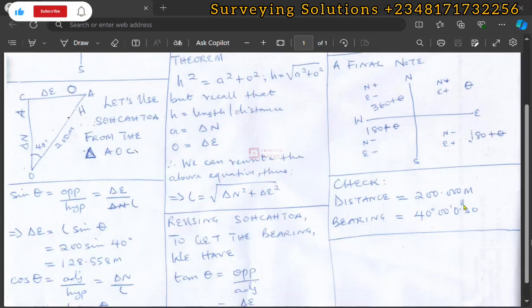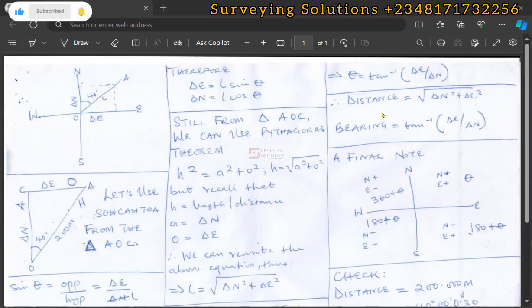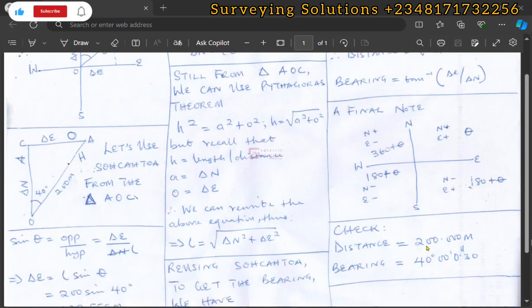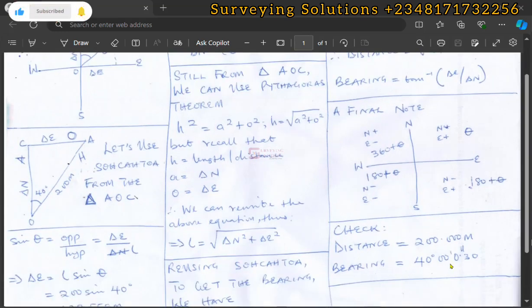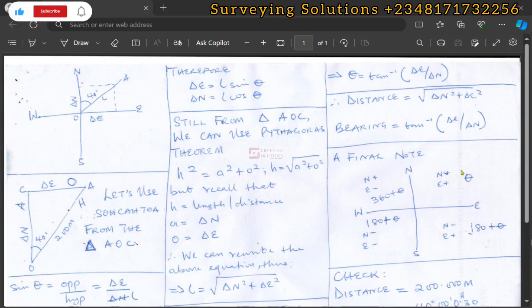Having done that, using the formula of square root of delta northing squared plus delta easting squared, we got our distance. And using the bearing formula of tan inverse of delta easting over delta northing, we also got the bearing. But remember, it fell in the first quadrant, therefore we did not add anything to it. It was the bearing as we got it. If it were in the second, the third or the fourth, something would have been done to it.